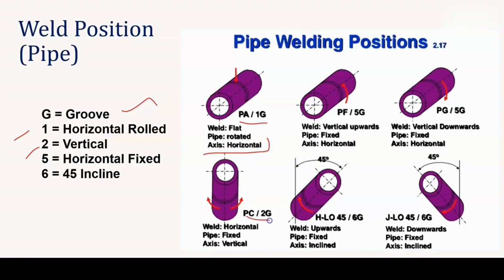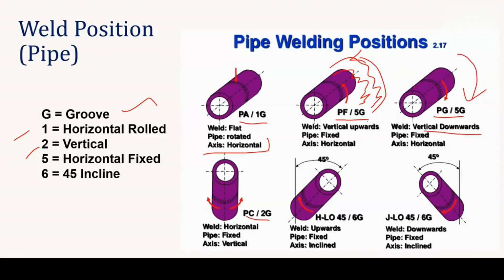If you are using 2G, it is nothing but we are trying to roll the pipe in the vertical manner. If we are using 5G, it is nothing but horizontally fixed. We are not going to roll the pipe. We are going to fix it, but the welding is vertically upward. So how we will do it means we will try to weld like this. Okay, so the welding will be like this. We will start from this point and we will complete this one. Whereas if it is 5G, it is nothing but the vertical downward, so it will be a reverse position like this.